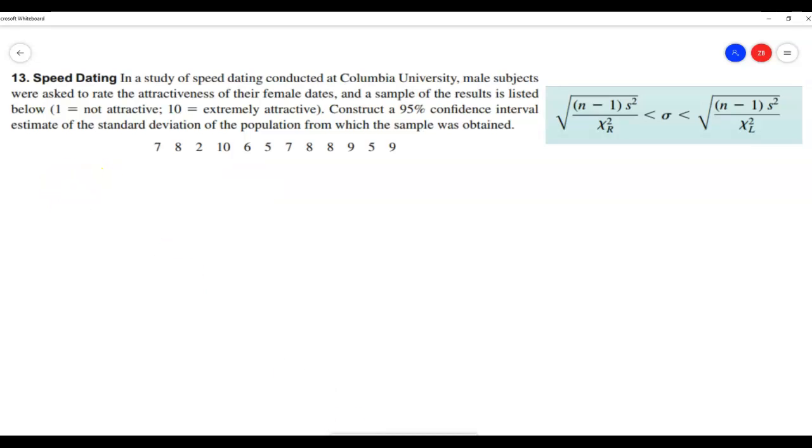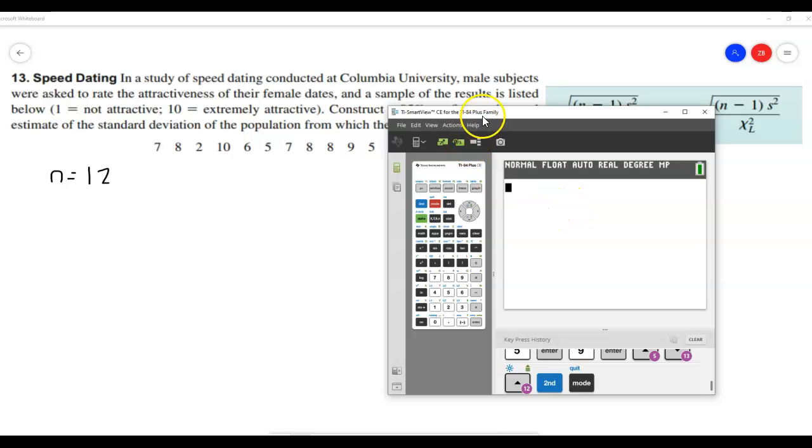Well, n is going to be pretty easy, right? We just count up the number of values there, which is 12. So n is equal to 12. The sample standard deviation, well, we went over the long way of doing that, right? We could find the mean, add up all the values, and divide by 12, and then go through the whole table. But that's a lot of work when we can have our calculator do that for us.